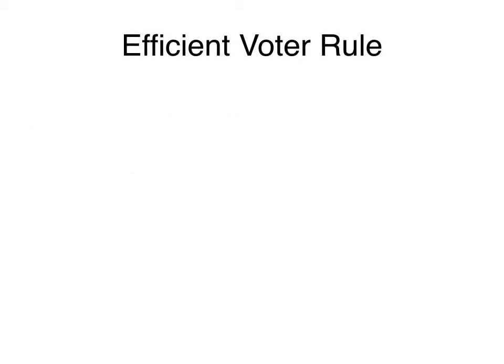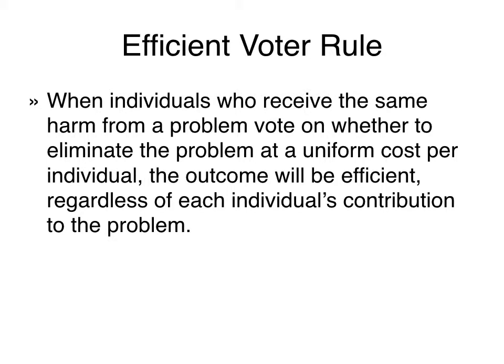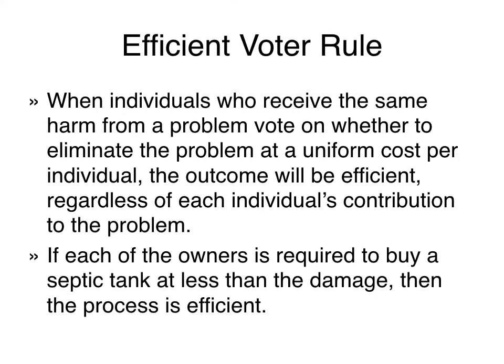Okay, our next one, something called the efficient voter rule. When individuals who receive the same harm from a problem vote on whether to eliminate the problem at a uniform cost per individual, the outcome will be efficient regardless of each individual's contribution to the problem. Now, going to the septic tank example again, if each of the owners is required to buy a septic tank at less than the damage, then the process is efficient.